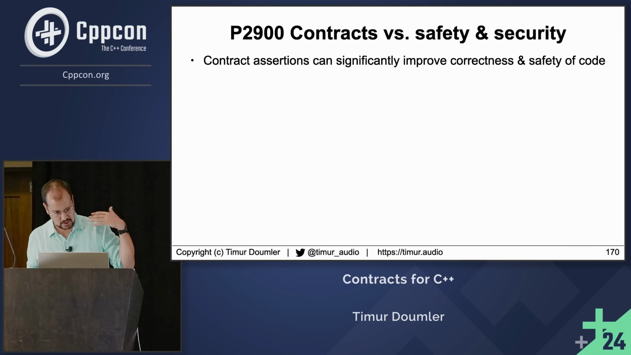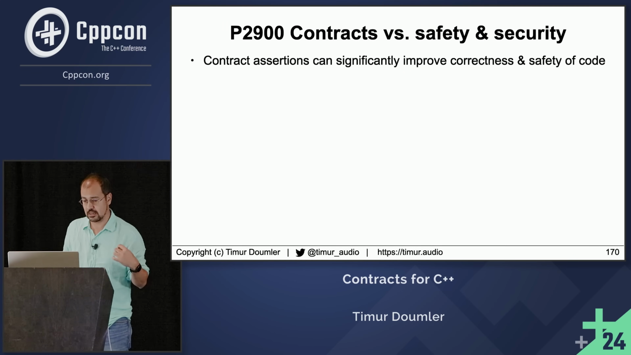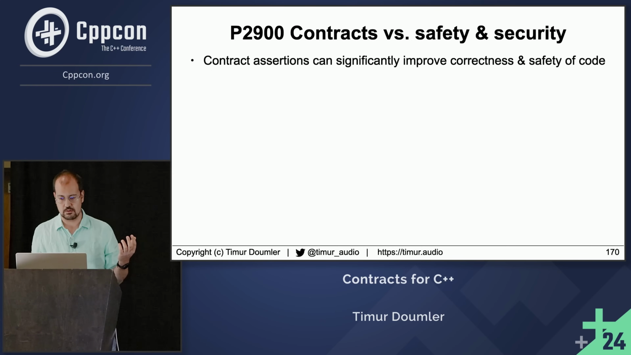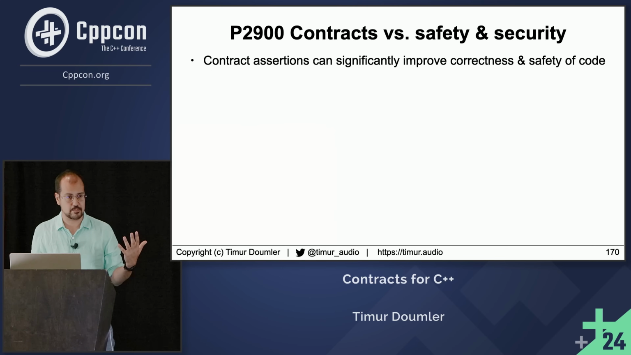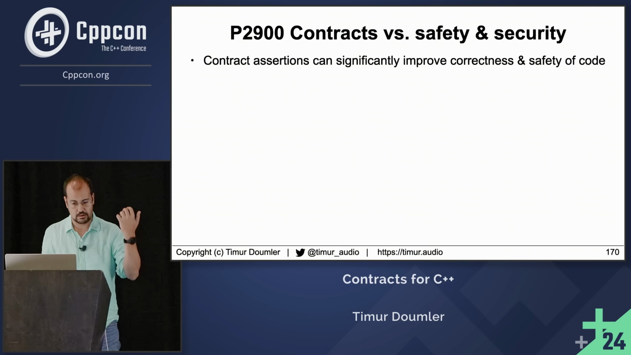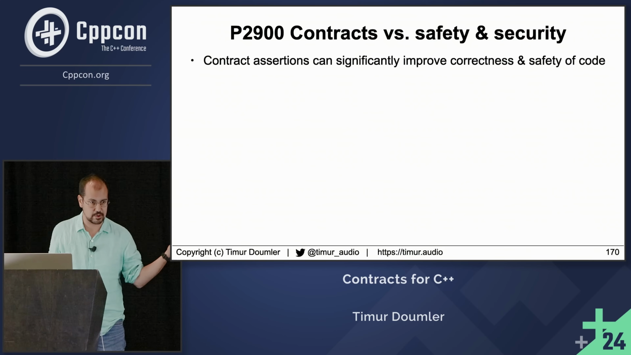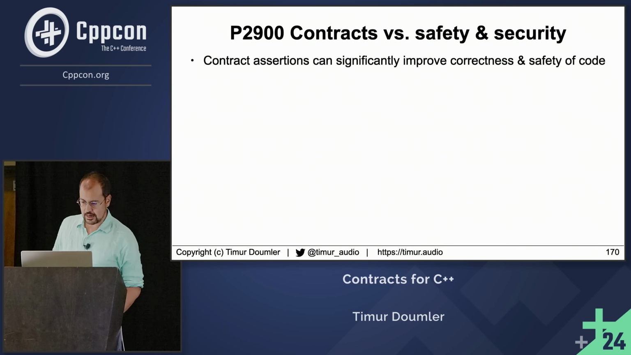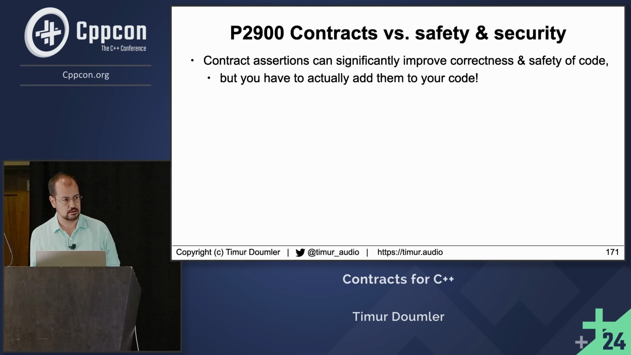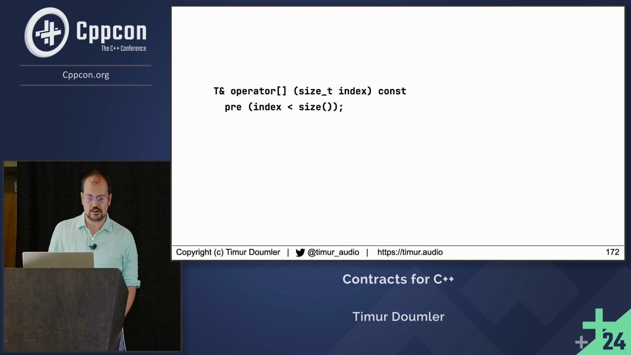So I hope I convinced you that contract assertions can significantly improve correctness and safety of code, right? If you have something like operator[], which can have undefined behavior, you put a precondition on it, you enable the check, you no longer have undefined behavior. Your code is more correct, safer. It's great, right? But you actually have to put the assertion there. If you don't put it there, it's not there, right? And it turns out you can't always do that.